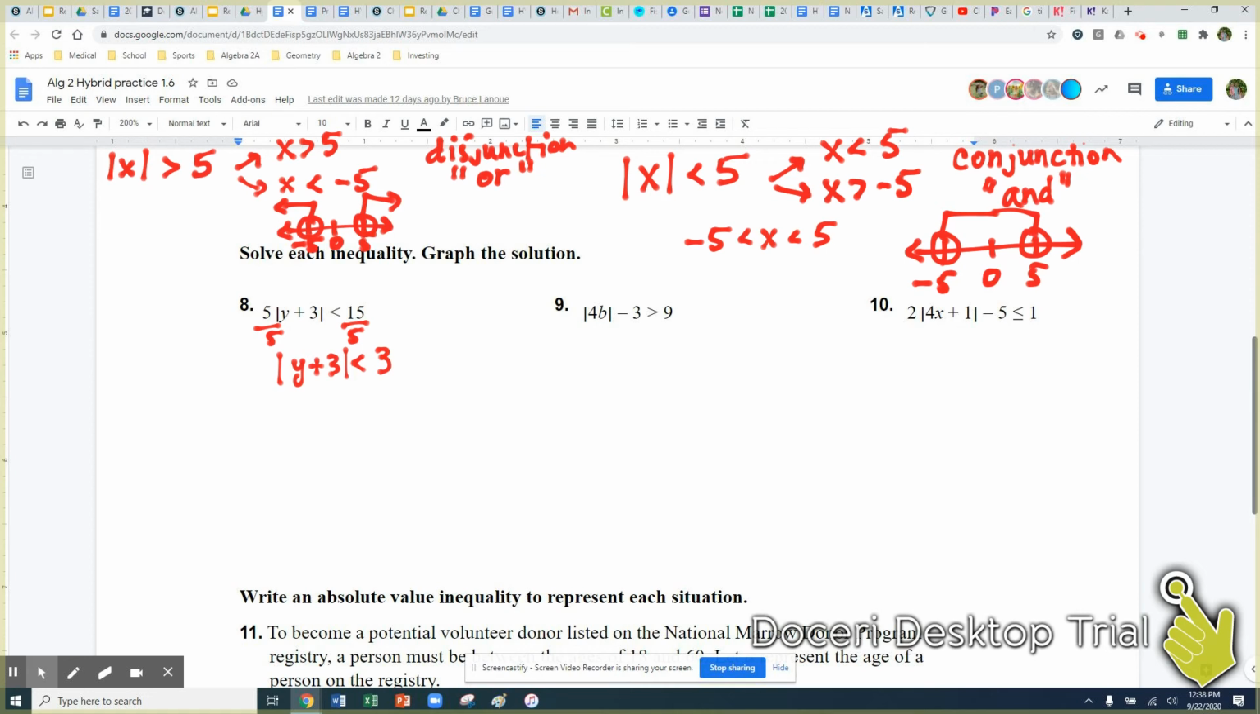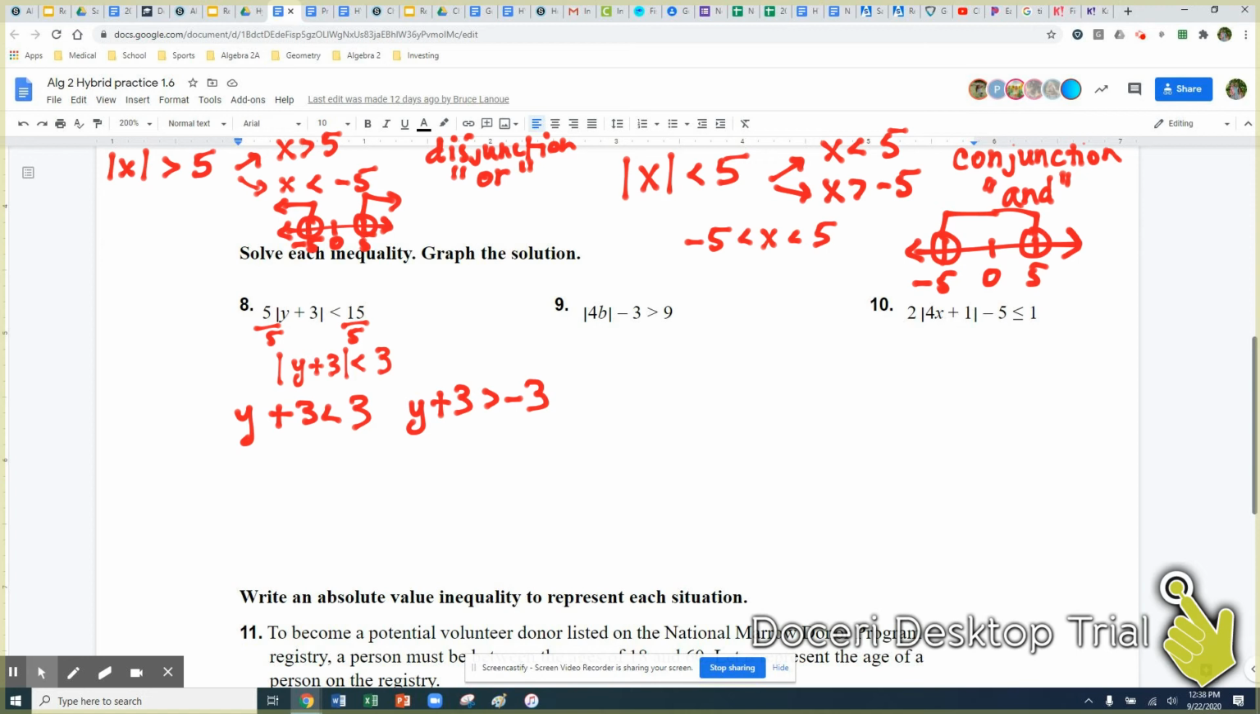Now at this point, you can kind of tell if it's going to be an and or an or. So anytime your variable side is less than, we're looking at this conjunction, an and. So when we graph this, we're going to see the two solutions meeting each other. So we're going to have a range of solutions in our problem. So we'll set up both situations. Y plus 3 is less than 3. Y plus 3 greater than negative 3.